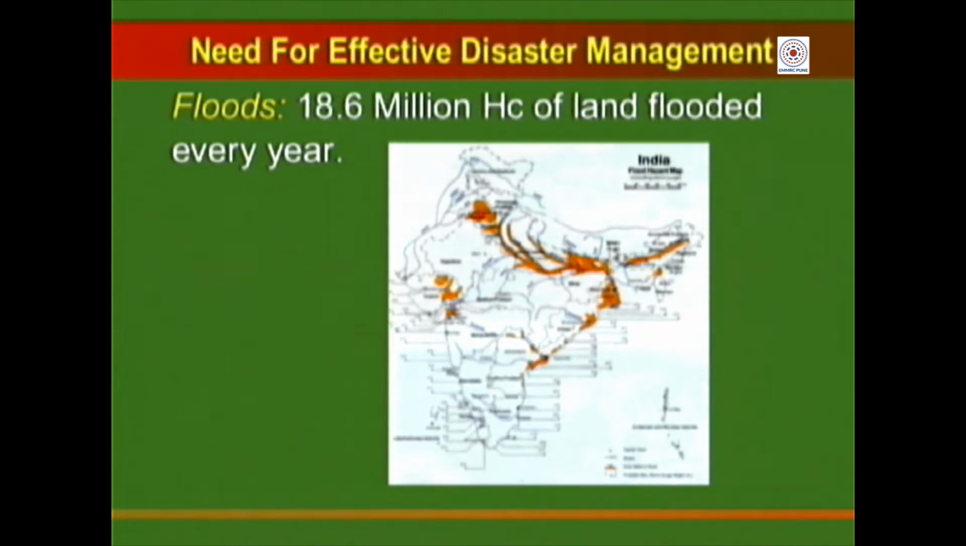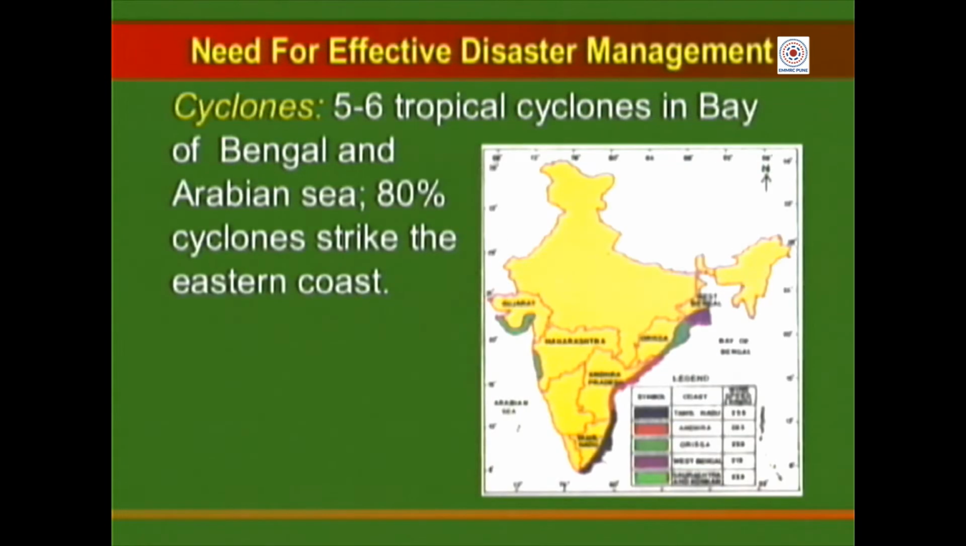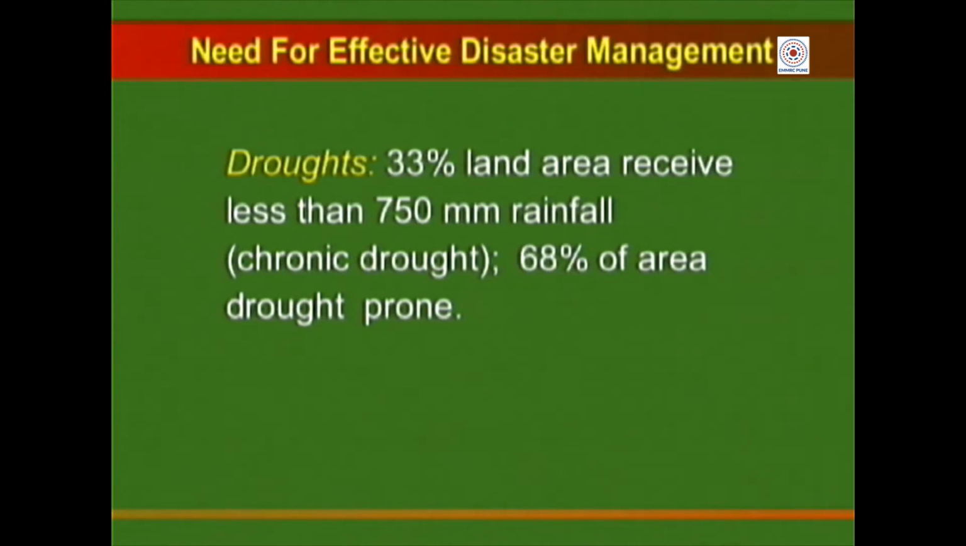As I told you, 18.6 million hectares of area are flooded every year. For earthquakes, 59% of the area is prone to moderate to very high seismic risk. 5 to 6 tropical cyclones come every year in the Bay of Bengal and the Arabian Sea, and 80% of the cyclones strike the eastern coast. For drought, 33% of the land area receives less than 750 millimeter of rainfall, which we call chronic drought, and 68% of the area is prone to drought.